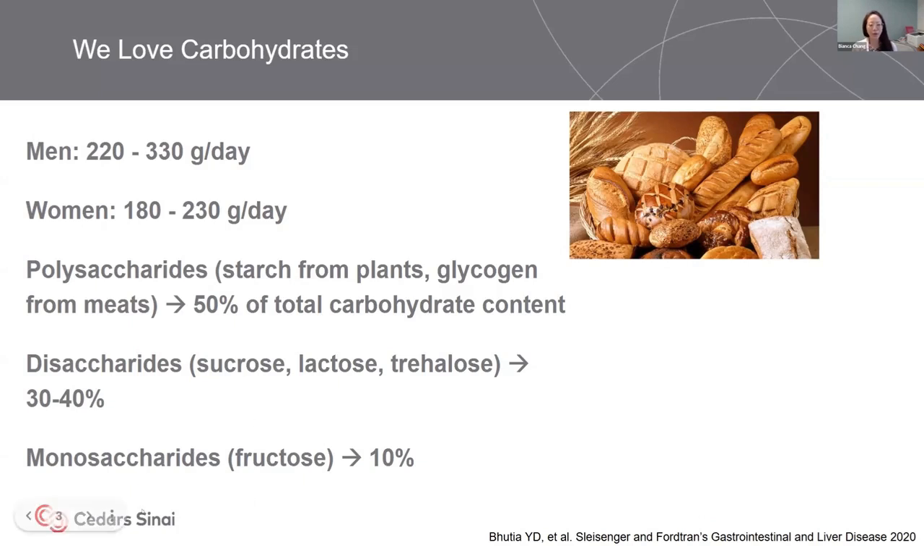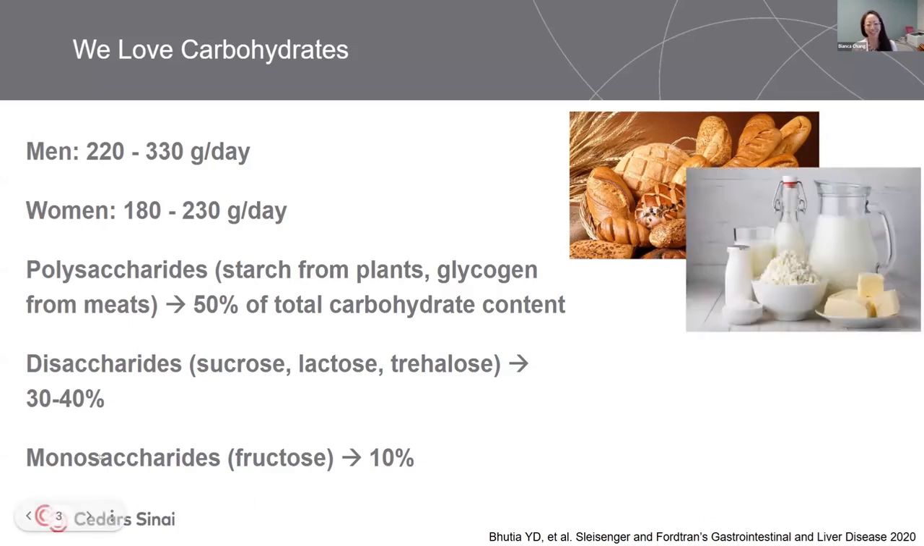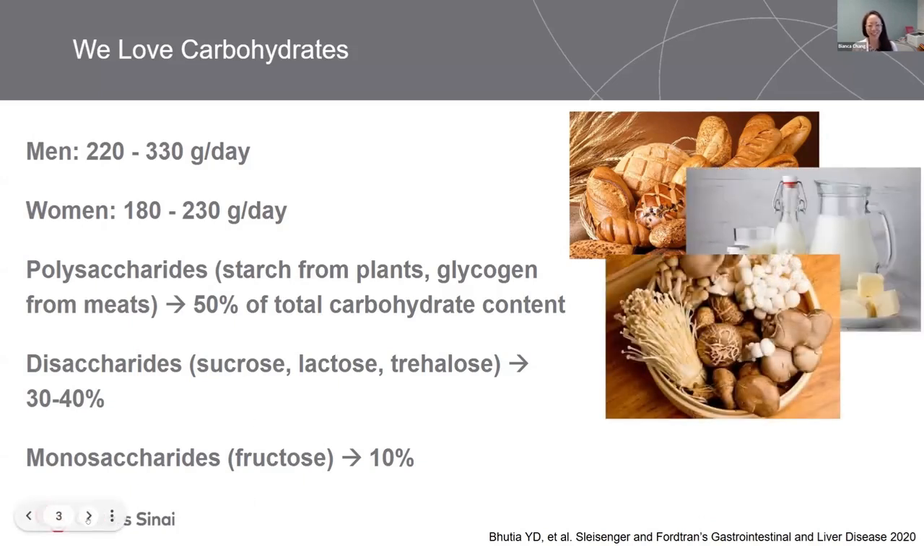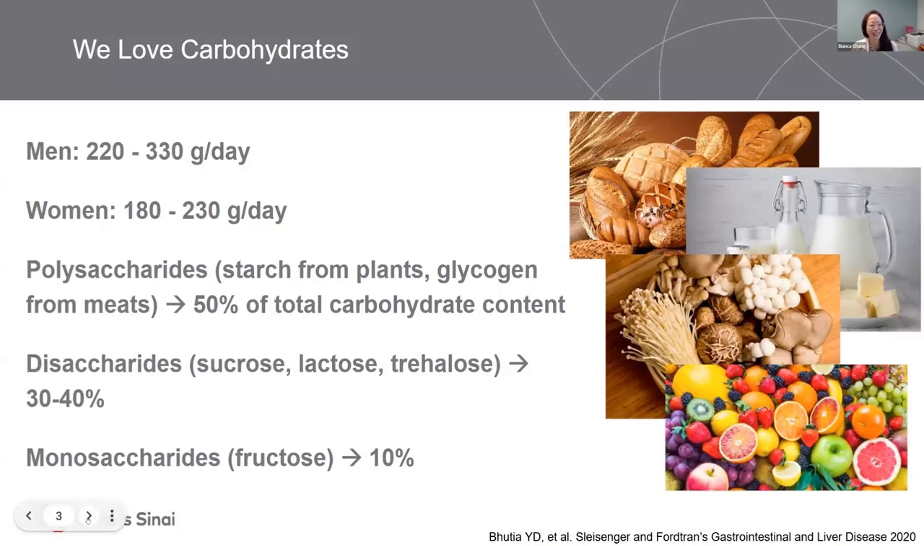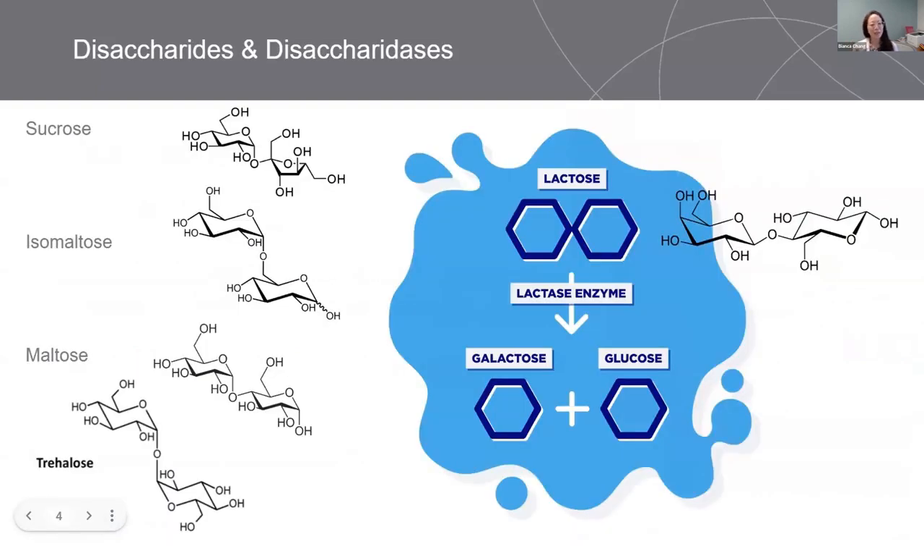So we'll just go through some different pictures of carbohydrates. So we're going to talk about dairy, this is trehalose, we'll not talk so much about trehalose, and this is just what we think of when we traditionally think about sugar, so a lot of fruit. So there are different types of disaccharides and disaccharidases.